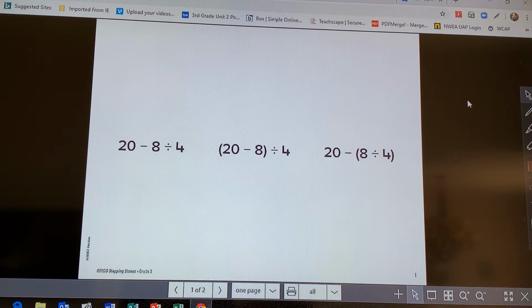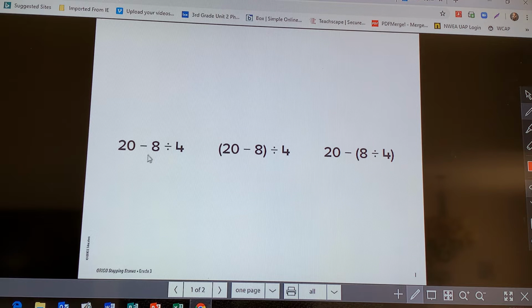The first equation here, as you can see, is 20 minus 8 divided by 4. The second equation has 20 minus 8 in parentheses divided by 4. And the last equation has 20 minus 8 divided by 4 with the 8 divided by 4 in parentheses. Now, do all these equations give the same answer? Well, let's take a look at it. Let's try to solve each one of these.